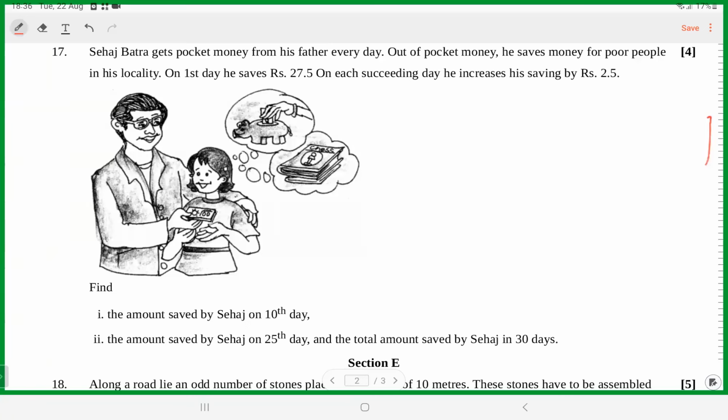So first day is 27.5. So A equal to 27.5, D is how much? 2.5. So now what we need to find out? 10th day means A10. That you can find out now. How much? A10 equal to?